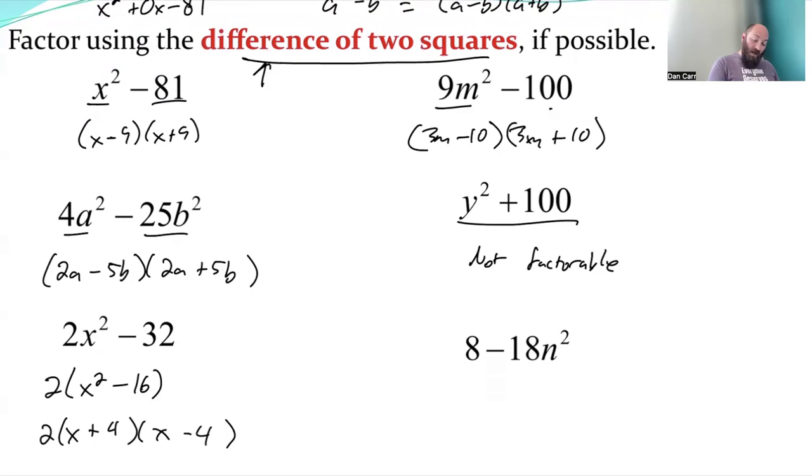Same thing with the next one. I can factor out a 2. So that'll be 4 minus 9n squared. So then I do my factoring here. 4 has to come from a 2 and a 2. Then I got a minus and a plus. And then 9n squared is going to come from 3n times 3n. And that's it there. Okay.